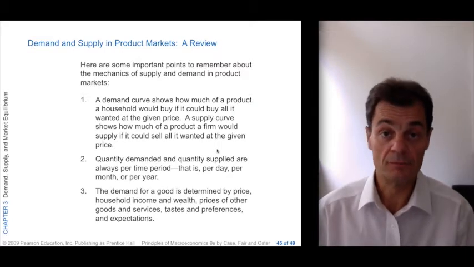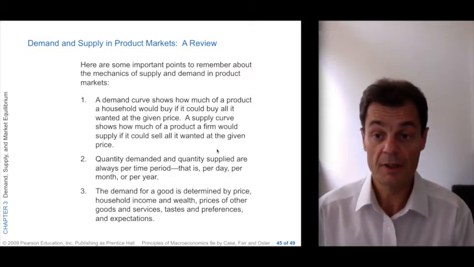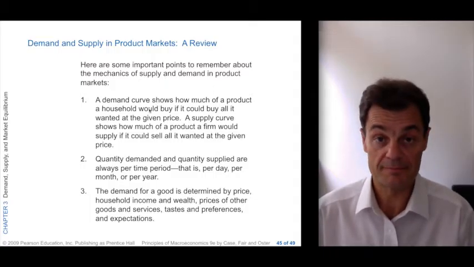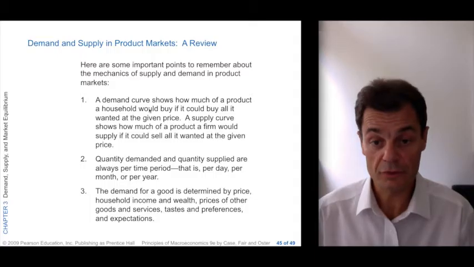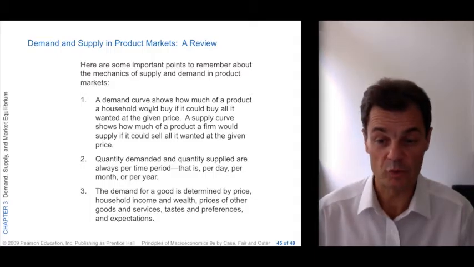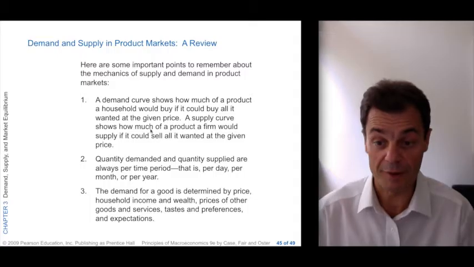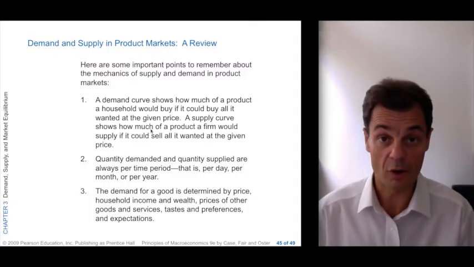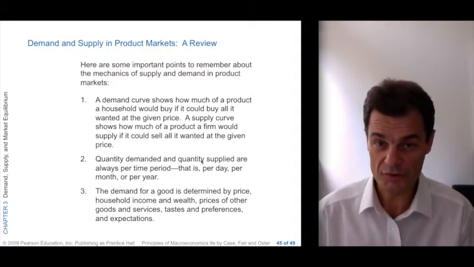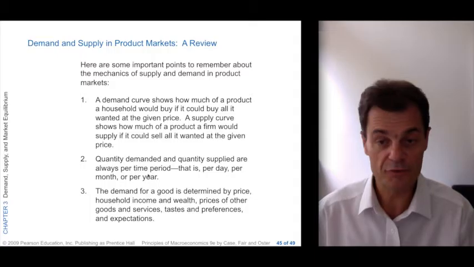So, to summarize, here are the important points to remember about the mechanics of supply and demand. A demand curve shows how much of a product a household would buy if it could buy all it wanted at a given price. A supply curve shows how much of a product a firm would supply if it could sell all it wanted. Quantity demanded and quantity supplied are always per time period: per day, per month, per year.